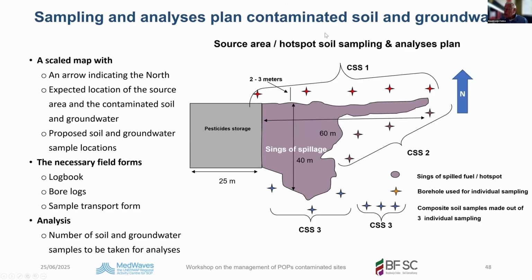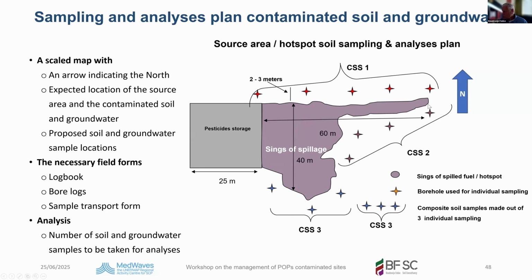This is a sampling and analysis plan for contaminated soil, and here it's an example of a hotspot survey. Again, a scaled map with the north arrow, expected location of the source area, the proposed soil and groundwater locations, necessary field forms, logbook, bore logs, sample transfer form, number of soil and groundwater samples to be taken for analysis. So this was the plan. Pesticide store. These were signs of spills on the surface.